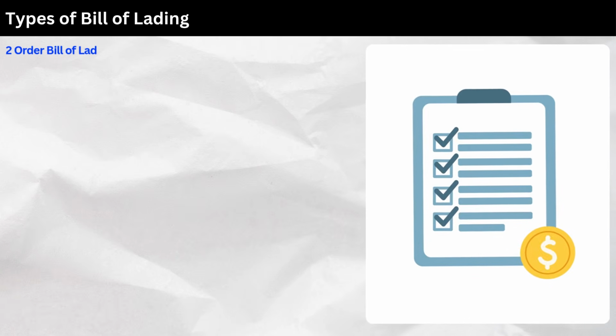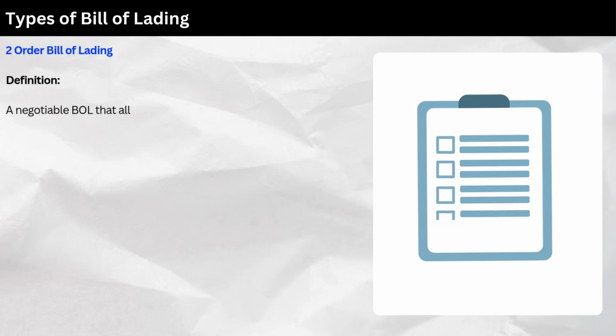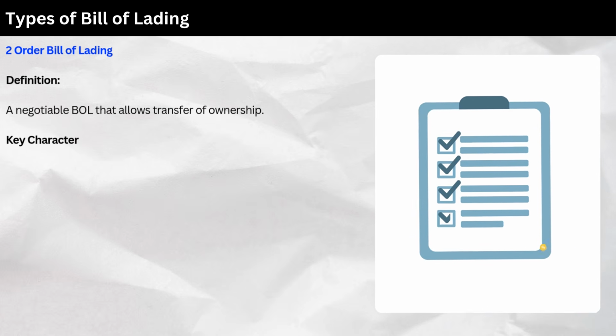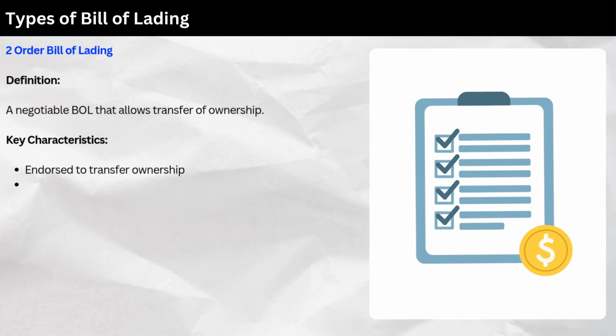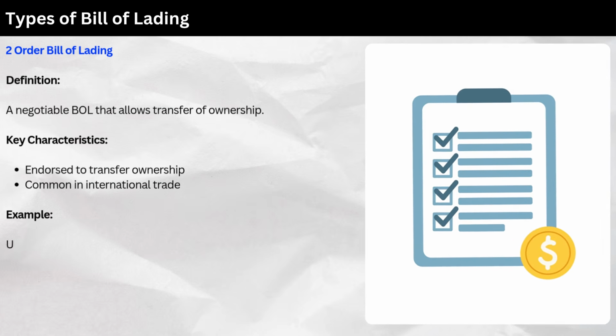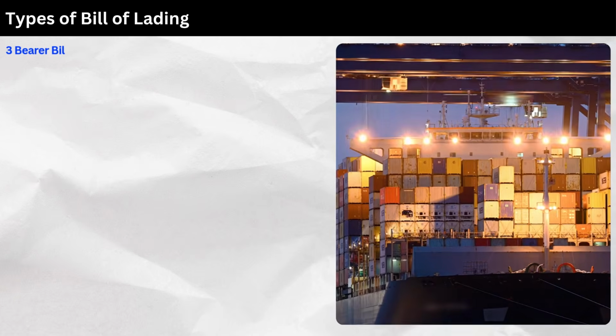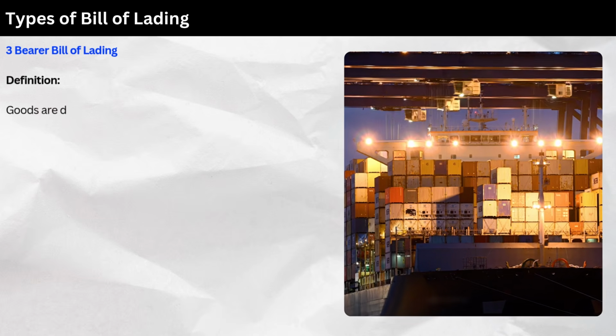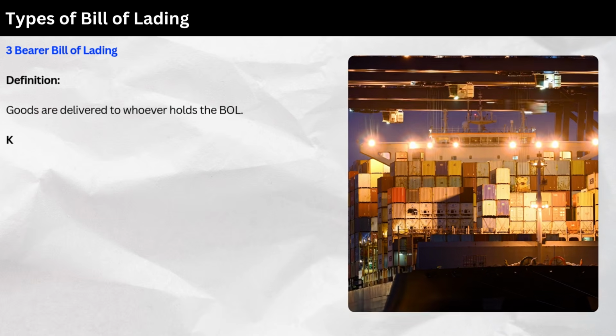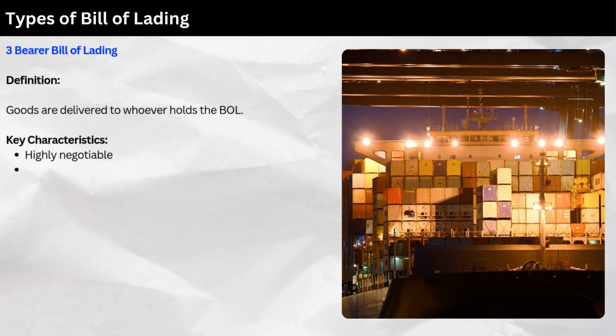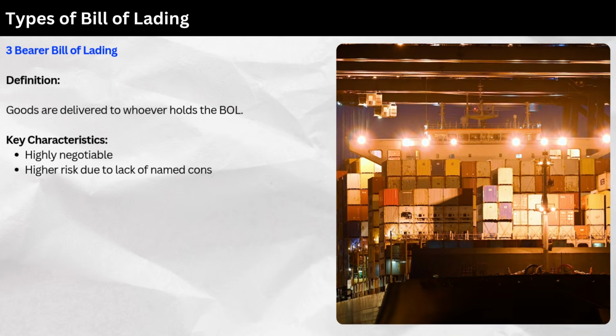2. Order bill of lading. Definition. A negotiable BOL that allows transfer of ownership. Key characteristics. Endorsed to transfer ownership. Common in international trade. Example. Used when goods are financed through a bank under a letter of credit. 3. Bearer bill of lading. Definition. Goods are delivered to whoever holds the BOL. Key characteristics. Highly negotiable. Higher risk due to lack of named consignee.